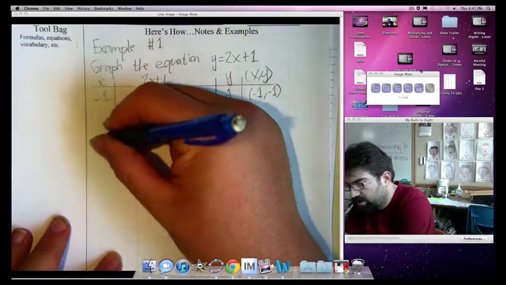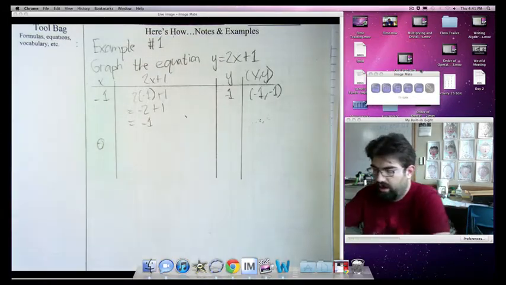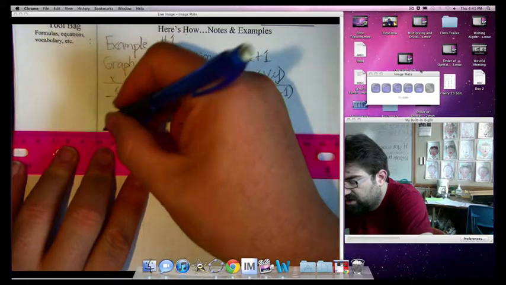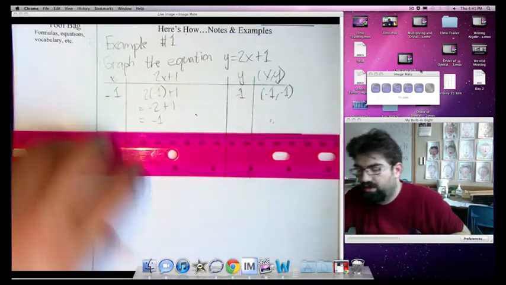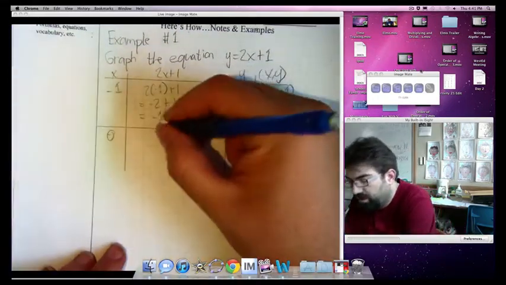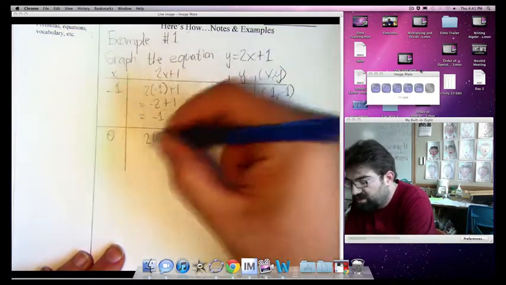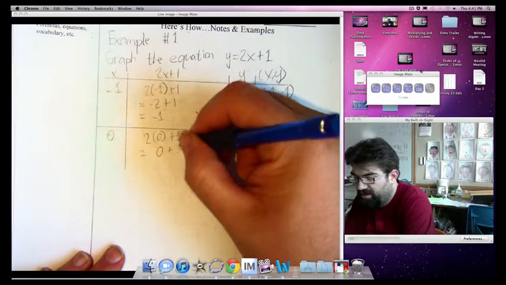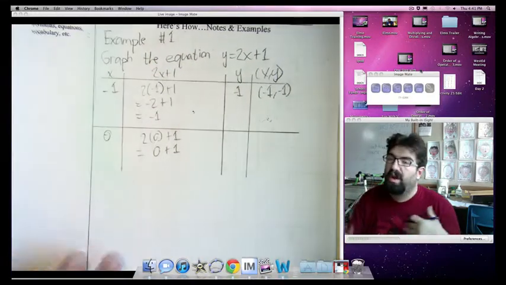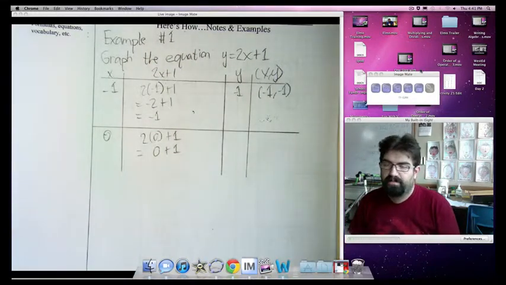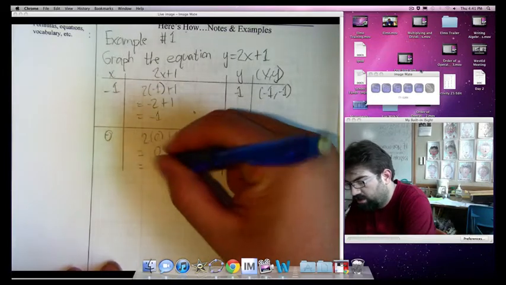Awesome. Let's go with 0. And I'm going to draw a line to signify this is a new number. 2 times 0. Why am I using 0? Because it gives me the y-intercept. Because if x equals 0, whatever y equals, that's the y-intercept. Super powerful.